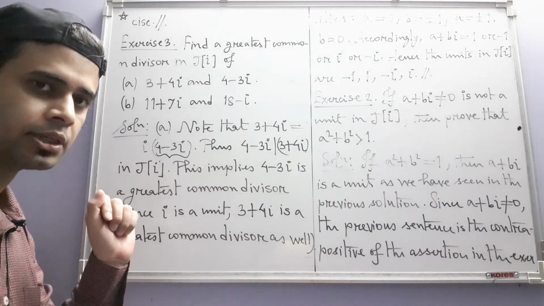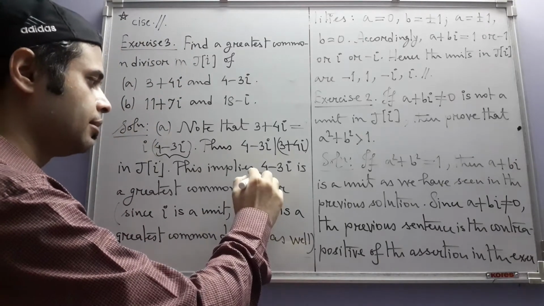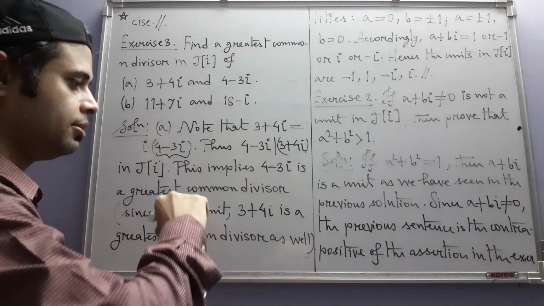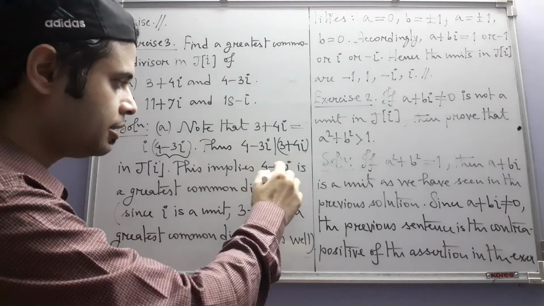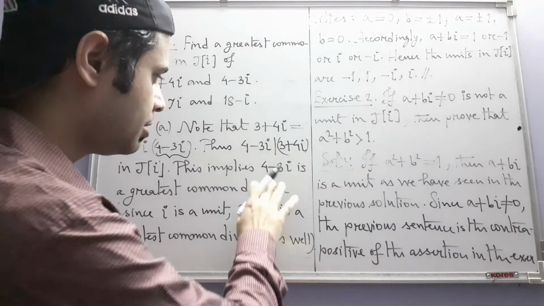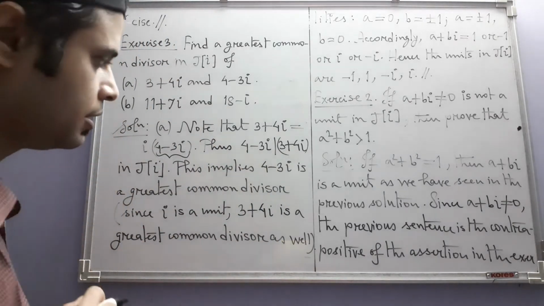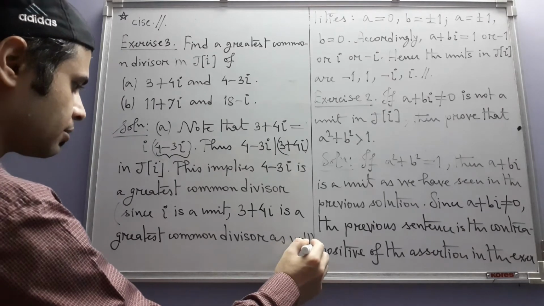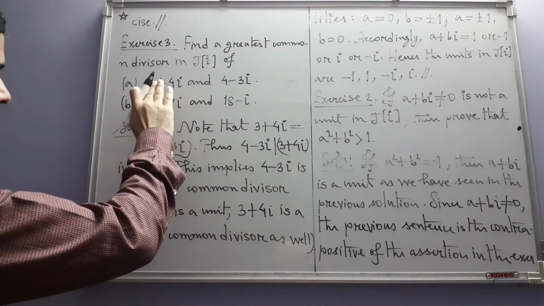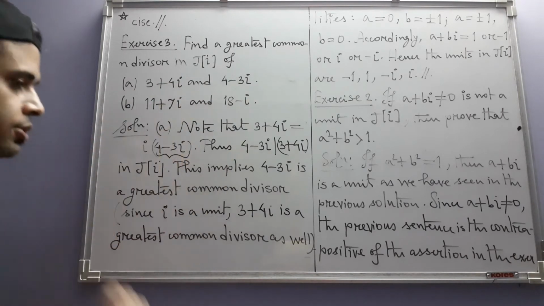That is one way of looking at it. The other way of looking at it is that once you have a greatest common divisor of two elements in a Euclidean ring, then if you keep multiplying the GCD by units, you will get other GCDs. In fact, we have discussed this when we studied Euclidean rings in general. So from that angle also you can think. So anyway, here both this and this are greatest common divisors. Now we go to the second one.